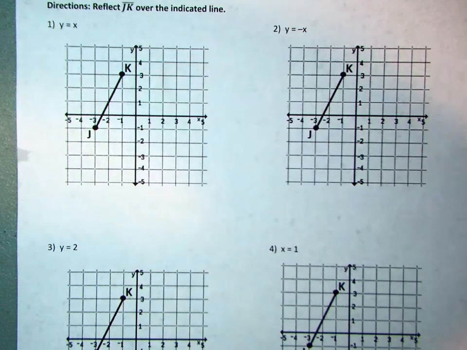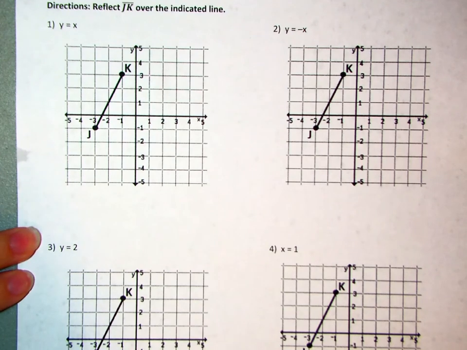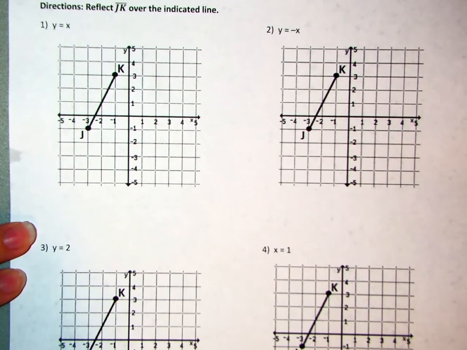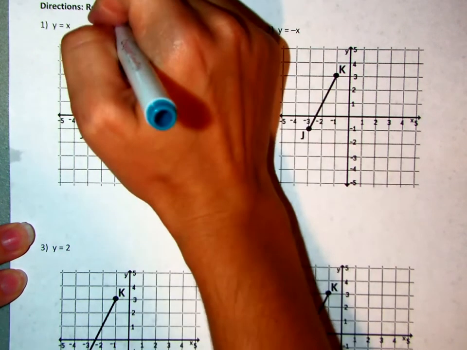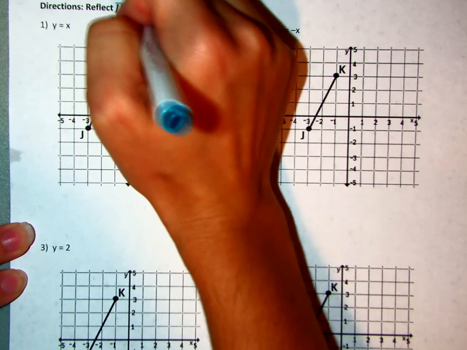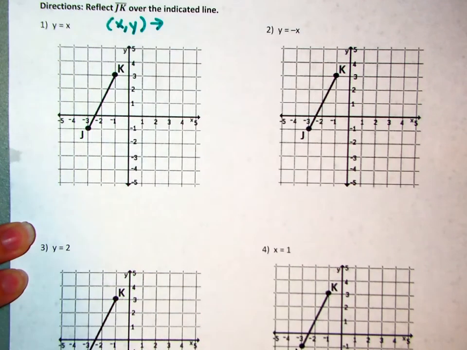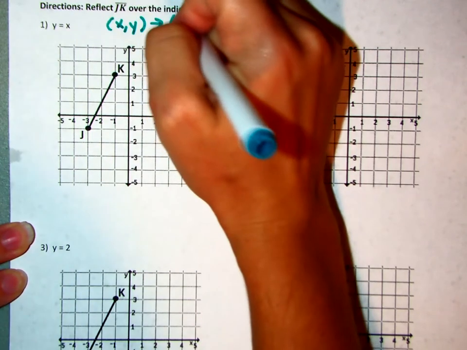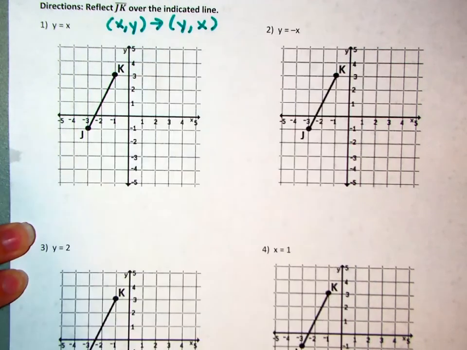This lesson is on reflecting over other lines other than the x and the y axis. On numbers 1 through 4, we're going to be reflecting the segment JK, but every time we're going to reflect it over the given line. In number 1, we're supposed to reflect JK over the line y equals x. Whenever you have that type of reflection, you take your x and your y, and you just switch them, change places.